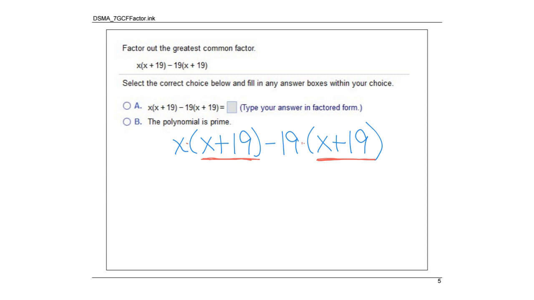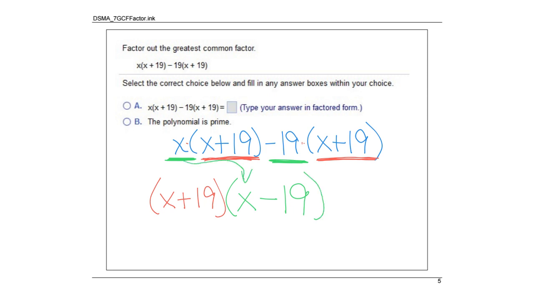And so we're going to pull that binomial to the front. We're only going to pull it the one time, just like we did with all those others. We only pulled a 3 one time out of all of them, or we pulled a 9 out of all of them. So in this one, we're pulling an x plus 19 out of each term, pulling that to the front, and then what's left is we have an x left here, and we have a minus 19 left here, and so we're now going to write what's left. So that is going to come here. We're going to do another one in just a minute, and this one's going to come right here.